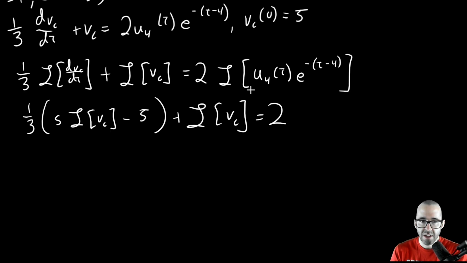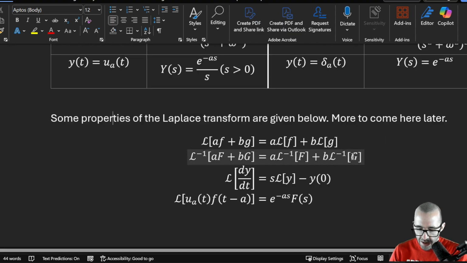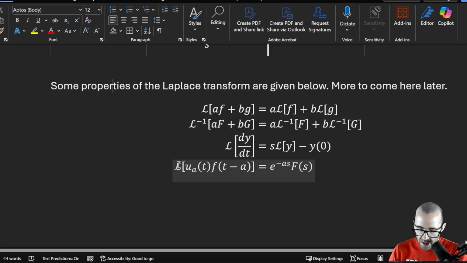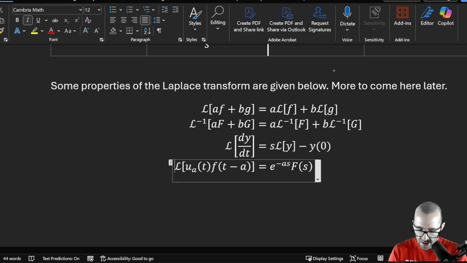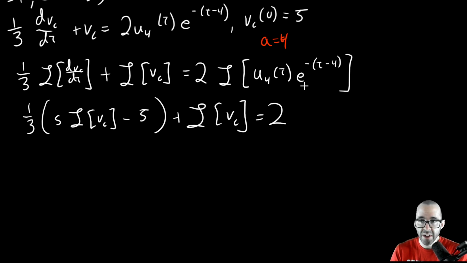And now we have to use that new property that we had. So let's be very careful with our notation here. Right? This is what we're looking at. We have the Laplace transform of a Heaviside function, and specifically a is 4 here. So we're going to look at this and say, okay, a is 4. And then what is f? f of t minus a. Be very careful. All right, we want f of t minus a here.